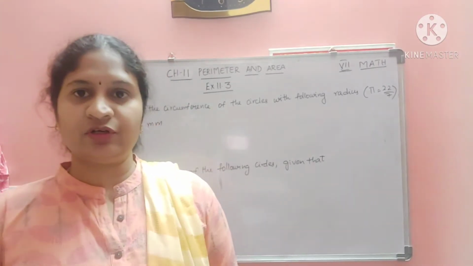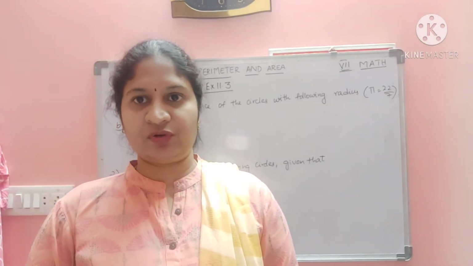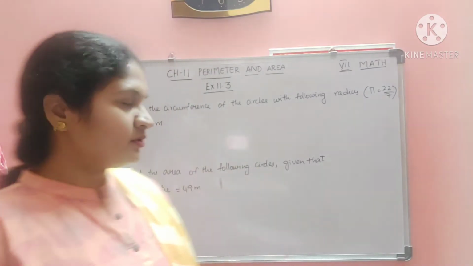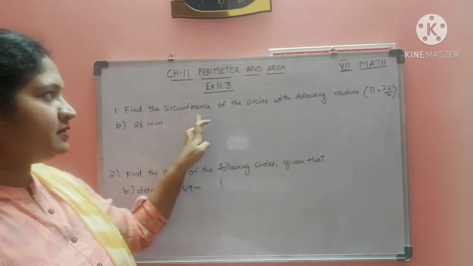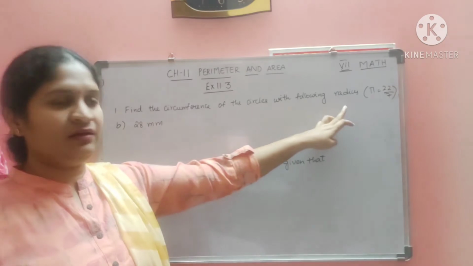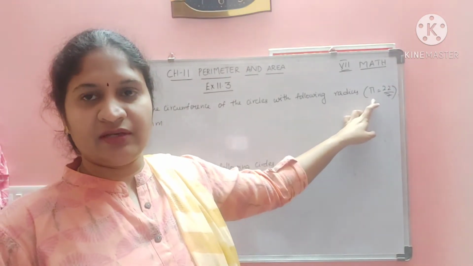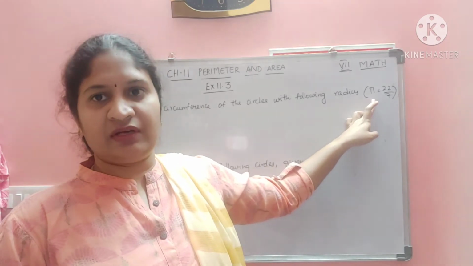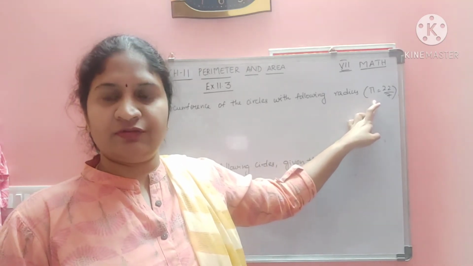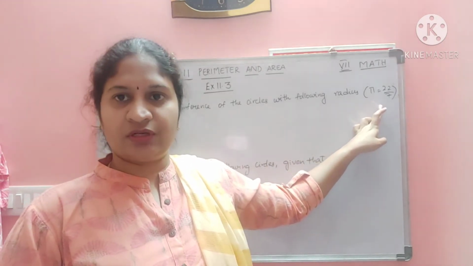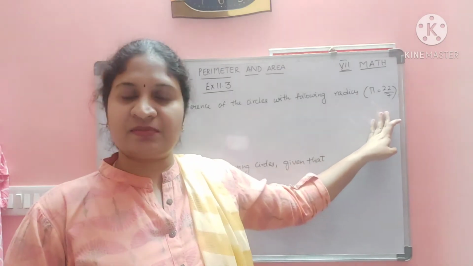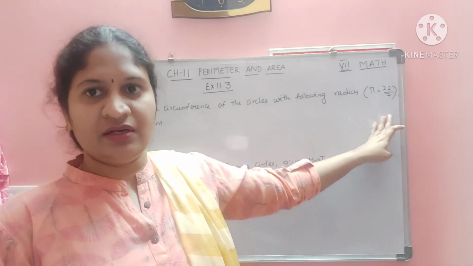Children, here I am going to explain you exercise number 11.3. Look at the first question now. Find the circumference of the circles with the following radius. Here they ask you to take pi is equal to 22 by 7. Usually we will take pi is equal to 3.14 or pi is equal to 22 by 7. Here they have given specifically pi is equal to 22 by 7.